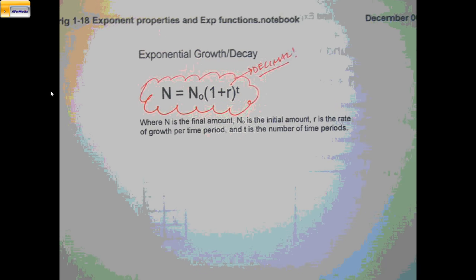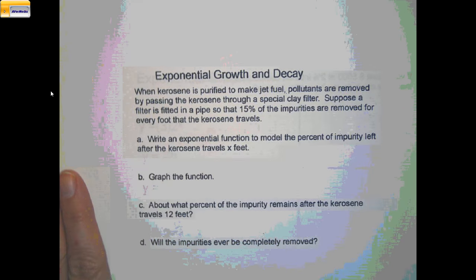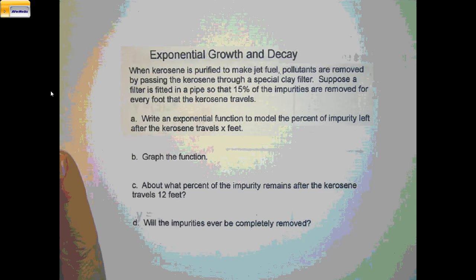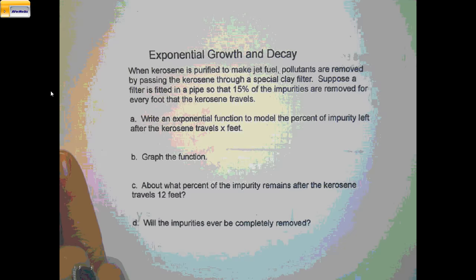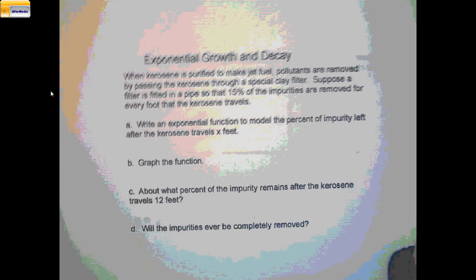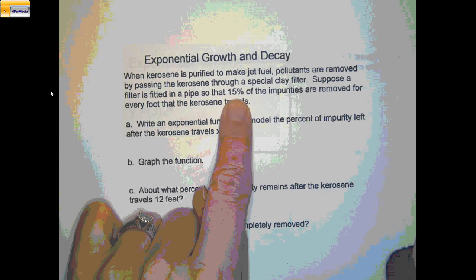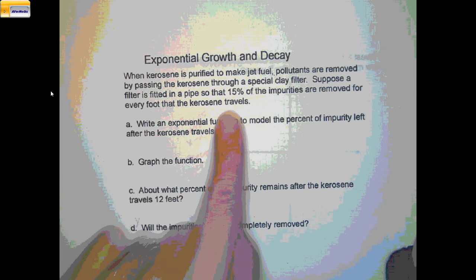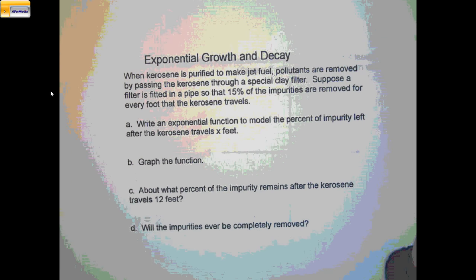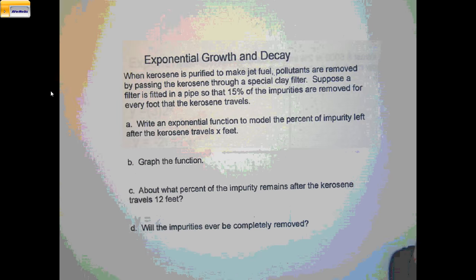So let's scooch down and check out our example. When kerosene is purified to make jet fuel, pollutants are removed by passing the kerosene through a special clay filter. Suppose a filter is fitted in a pipe so that 15% of the impurities are removed for every foot that the kerosene travels. Write an exponential function to model the percent of the impurity that's left over after the kerosene travels X number of feet. We're just going to write the equation.